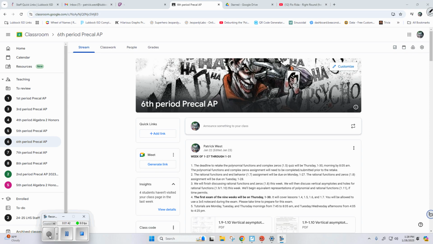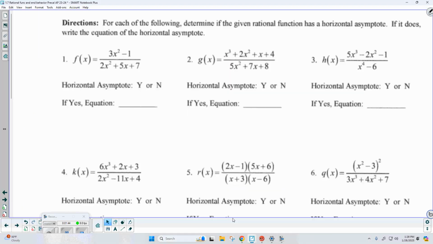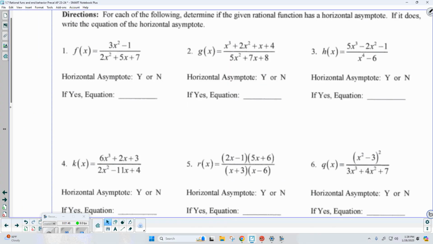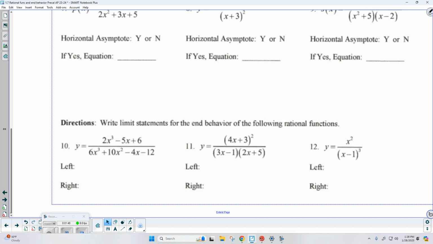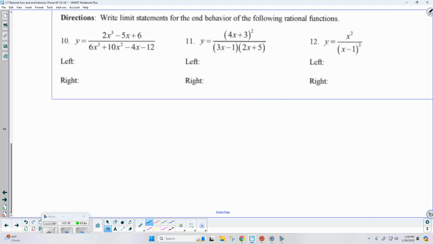This one was trying to determine if a rational function had a horizontal or a slant asymptote. Now, while numbers 10, 11, and 12 do that, we also are going to write out the limit statements. So I thought that was a pretty good representation of the lesson. Okay, so let's take a look at number 10.